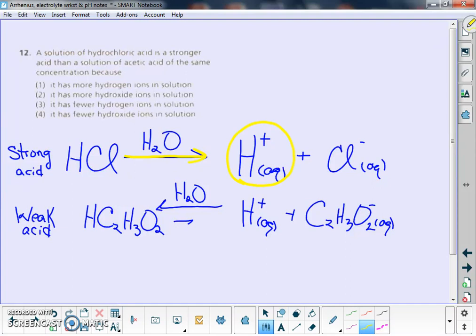Whereas this weak acid down here in the bottom, you see that the top arrow heading back towards the HC2H3O2 is larger than the other arrow. That's indicating that most of the hydrogen ions do not dissociate from the C2H3O2. They don't unhook. They stay coupled. So you end up with a lot more of this and less of the hydrogen ion. So therefore that makes it a weak acid. So the hydrochloric acid is stronger because hydrochloric acid has more hydrogen ions in solution.